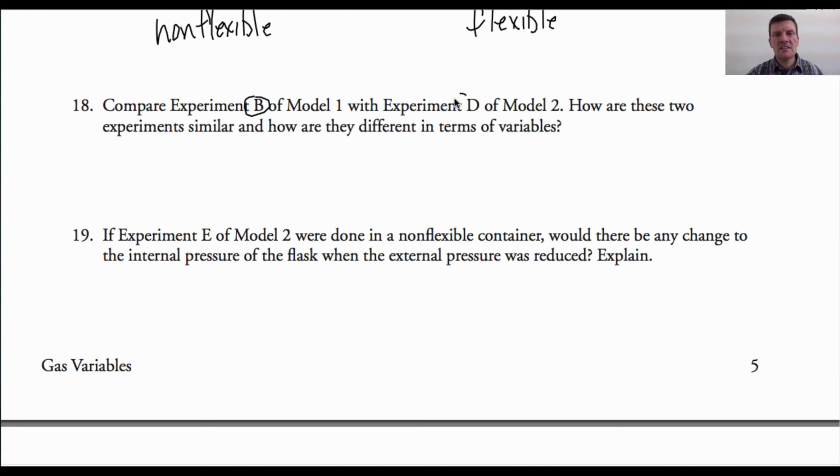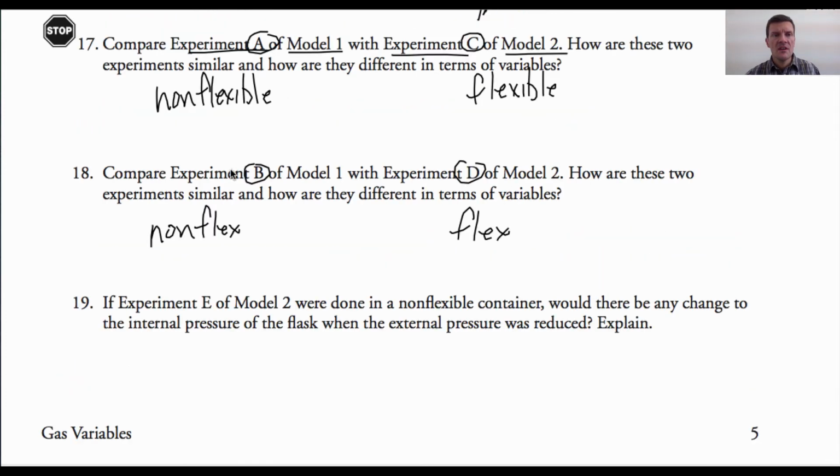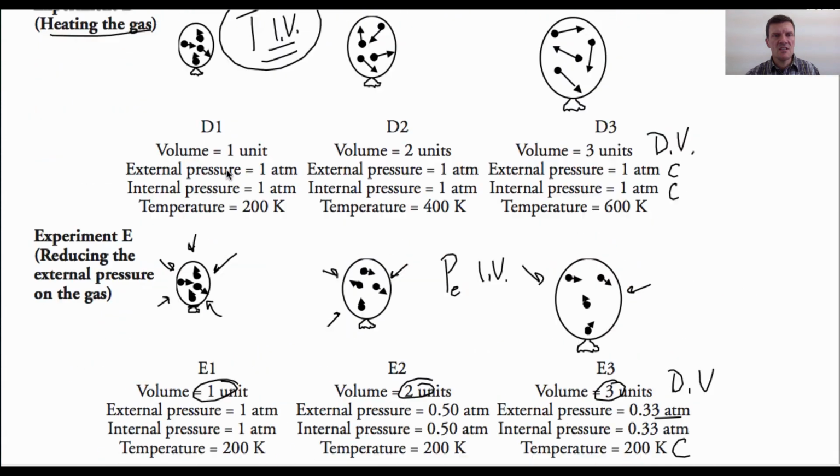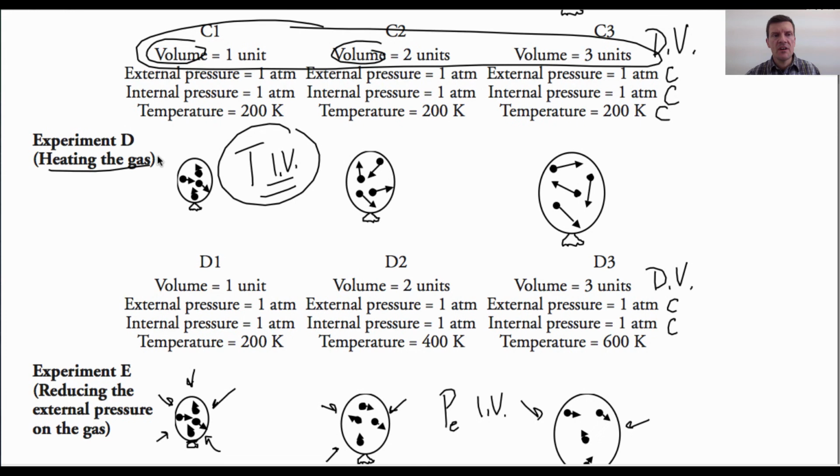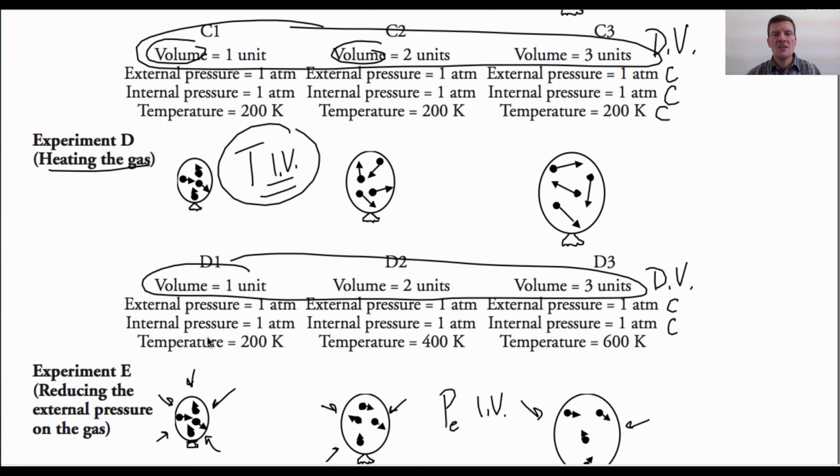Compare B and D. Same thing here. One is non-flexible, one is flexible. As a result, what happens here? In both of these, I believe we are increasing the heat. But in B, with the non-flexible one, if you increase the temperature, the pressure is going to increase because you're not allowing the container to expand. Whereas here, it is the volume that is going to change, and as the volume is allowed to change, the pressures, internal and external, are going to remain constant. Okay?